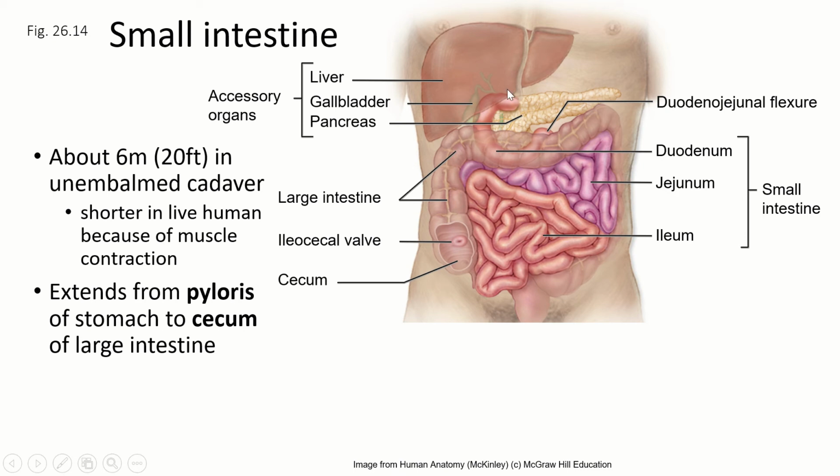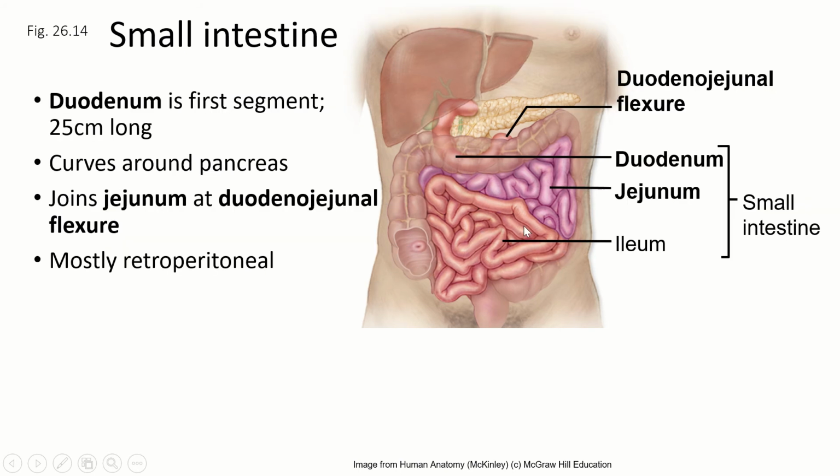It extends from the pylorus of the stomach, not shown here. Stomach has been removed in this diagram. Goes zoop-de-doo around like this, wiggles around some more, ends at the ileocecal valve that dumps into this little pocket off the large intestine called the cecum.